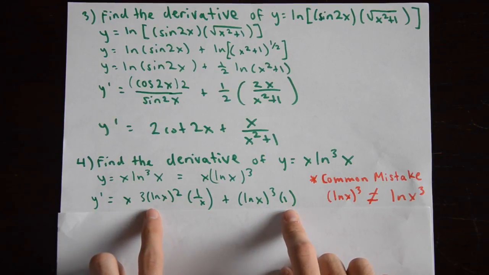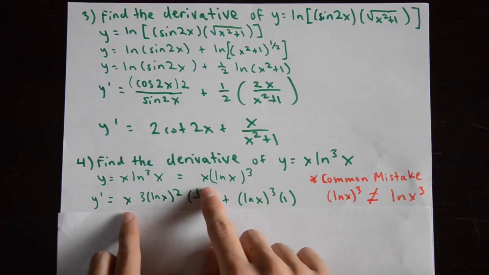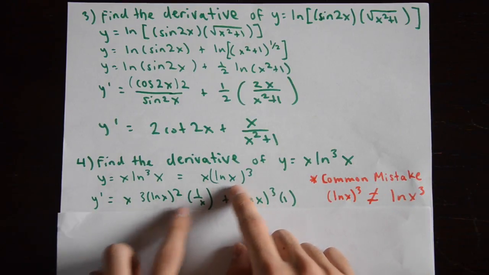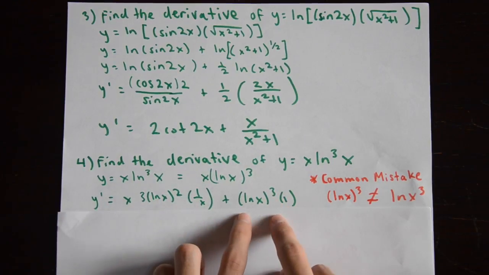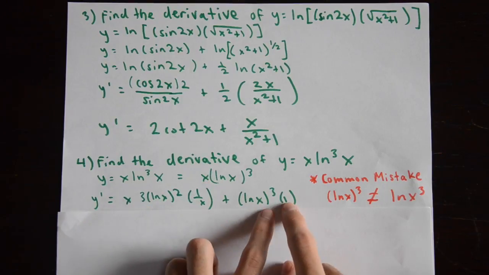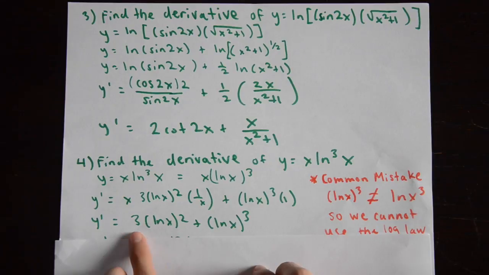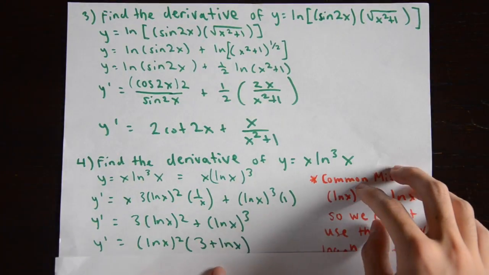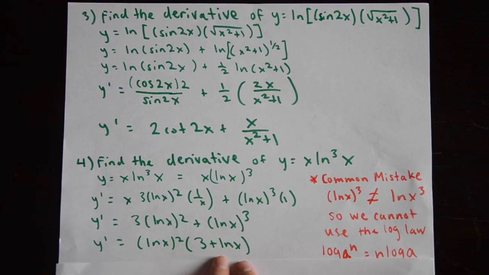Now we use the product rule for this, and we find the derivative of the natural log of x cubed to get this, and then we find the derivative of x to get 1. Simplified, x and x cancel out, and we get 3 times the natural log of x squared plus the natural log of x cubed. And if you would like, you can factor out the natural log of x squared, and you get the natural log of x squared times 3 plus the natural log of x.